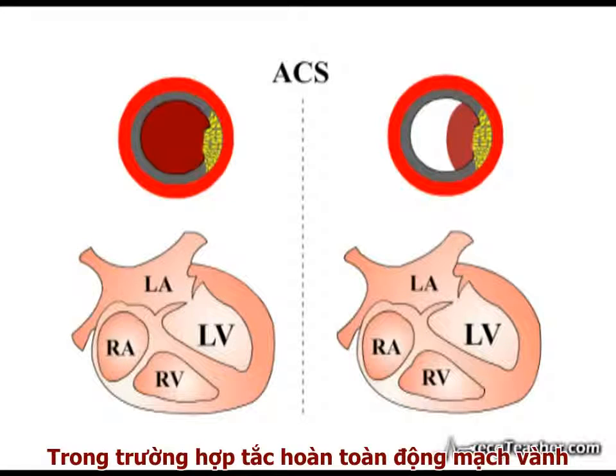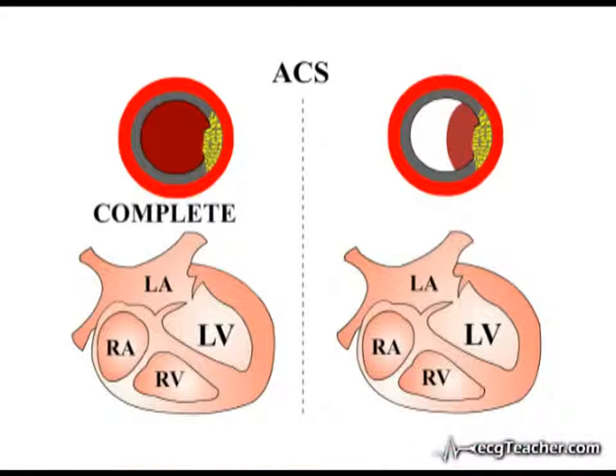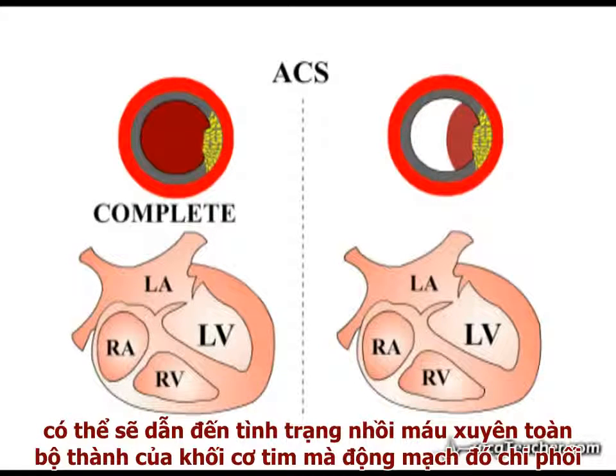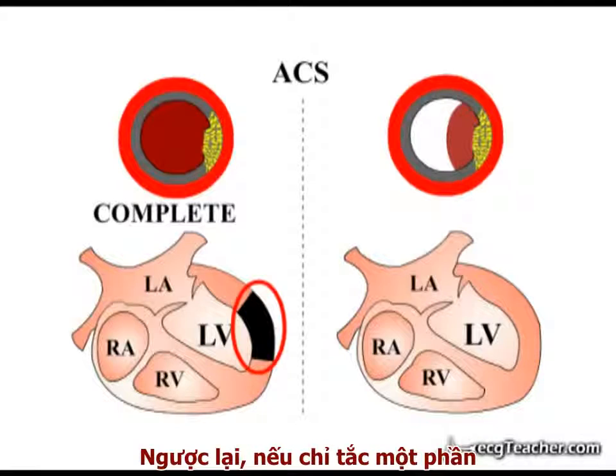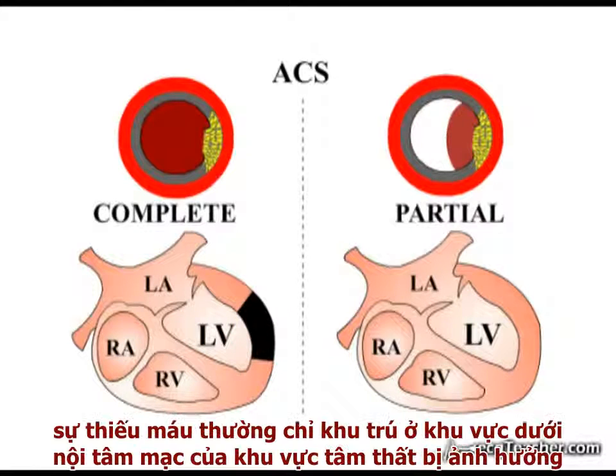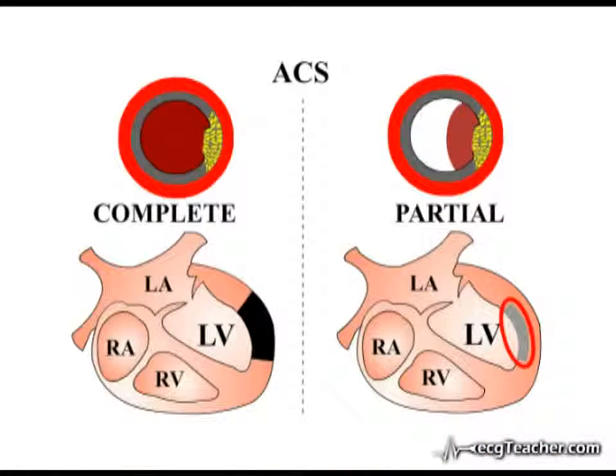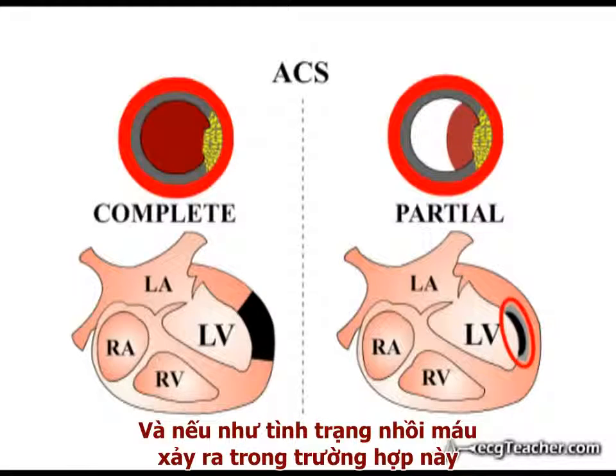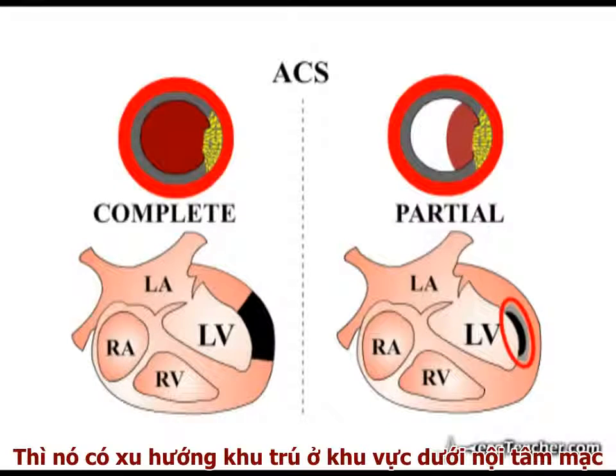Pathologically, persistent complete occlusion of a coronary artery may ultimately result in infarction of the entire thickness of the region of myocardium it supplies. In contrast with partial occlusion, ischemia is primarily focused on the subendocardial region of the affected myocardial wall, and if infarction develops in this situation, it tends to be localized to the subendocardium.